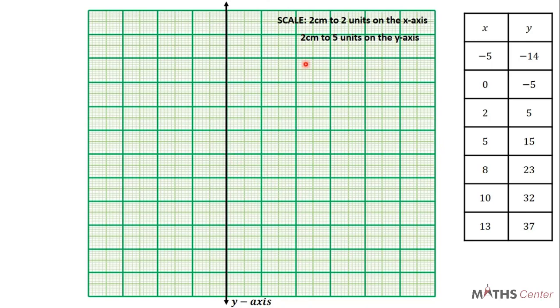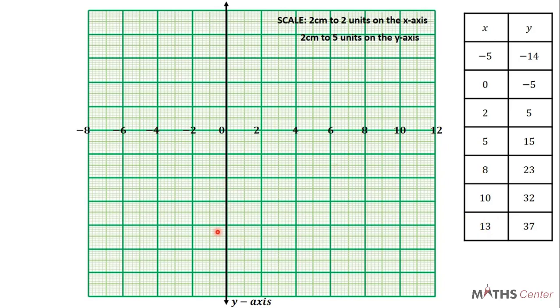If we shift it to this side and we use a scale of 2 centimeters to 2 units to number the x-axis, we will have this. We have 0 here, we have -2, -4, -6, -8. On the positive side, we have 2, 4, 6, 8, 10, 12. This will still not be enough. Even though we can plot -5 on the negative side, we still can't plot 13.